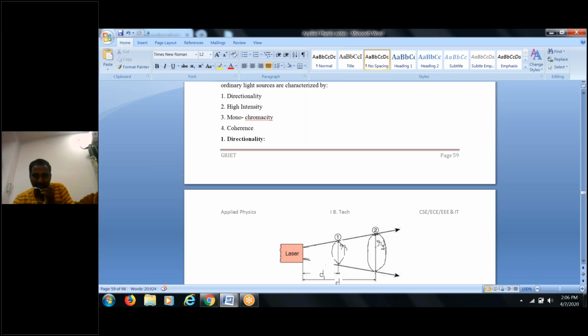The third one is monochromaticity. What is meant by monochromaticity? Mono means single, chromatic means color. It exhibits only one color. That color is due to its wavelength. The color depends upon wavelength, or you may call it frequency. Wavelength and frequency are reciprocals of each other. Therefore, the color of any light radiation depends upon its wavelength.